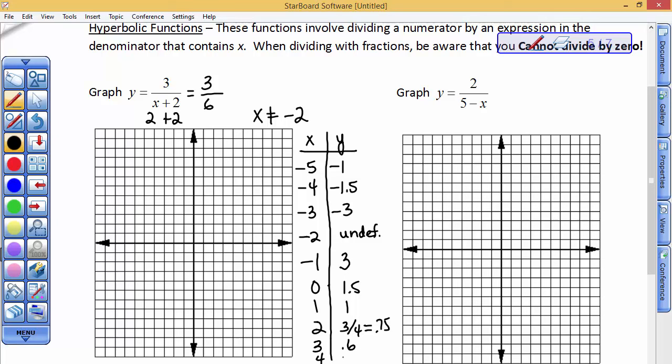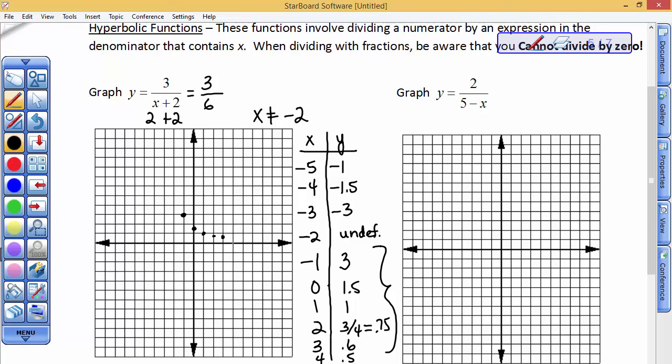Let's go ahead and graph these numbers right here. When x is a negative 1, y is 3. When x is 0, y is 1.5. When x is 1, y is 1. When x is 2, y is 3/4. When x is 3, it's 0.6, and these are really hard to show. When x is 4, it's 0.5.